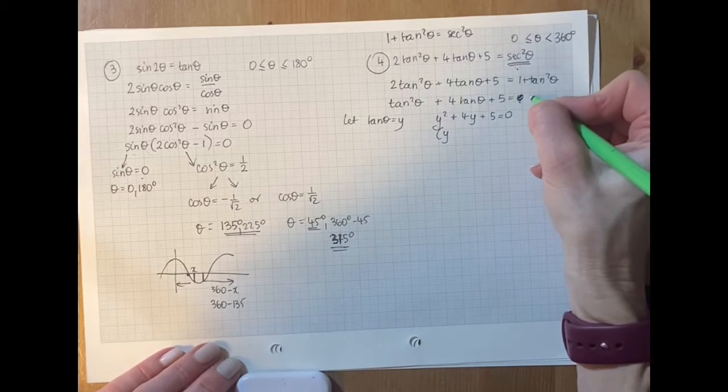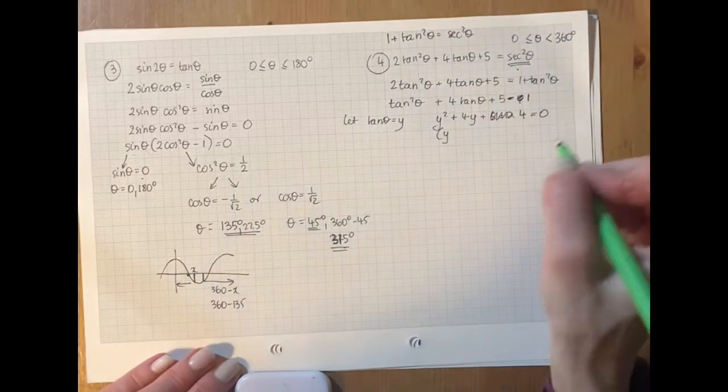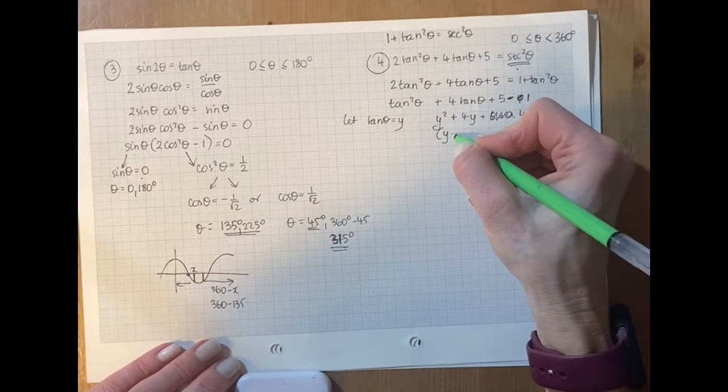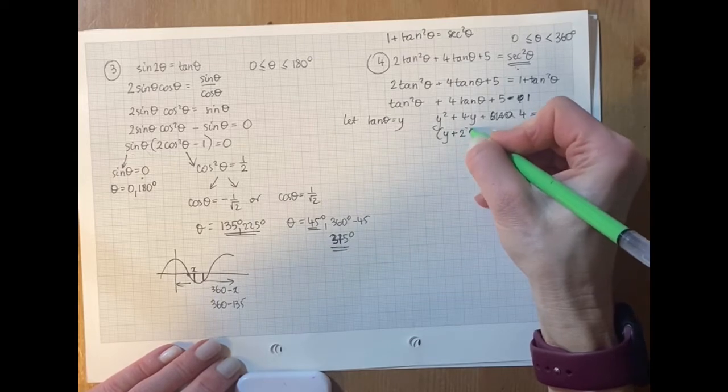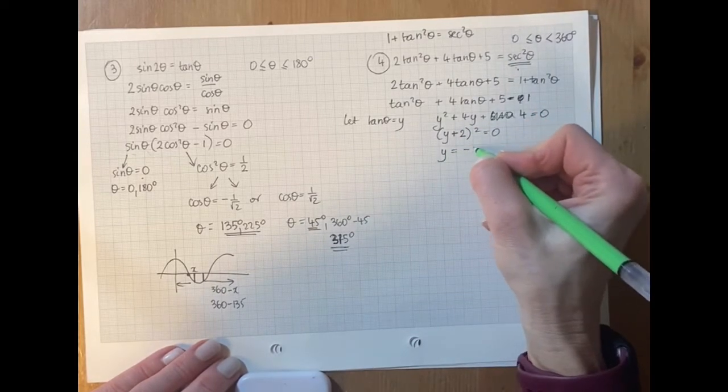I forgot about the 1 here. That was 1 minus 1. That looks like it's 4. Yeah, I thought it looked. So this one actually is a perfect square. Y plus 2 all squared is equal to 0. Give me y is minus 2.